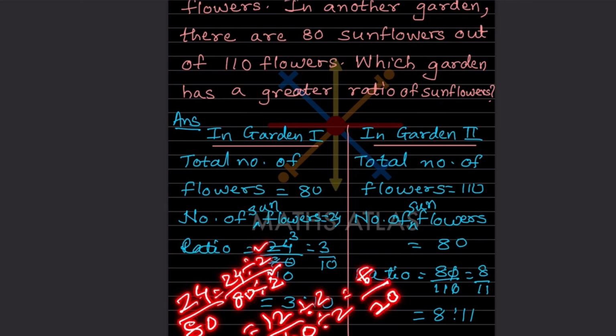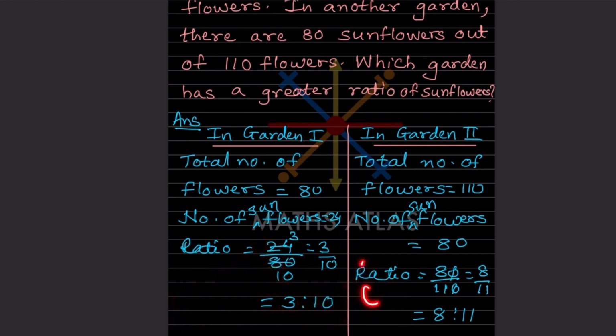20. Again, this is divisible by 2. So 6 by 20 divided by 2 is going to be 3 by 10. Anyways, you can do it like this by 2, 2, 2, but that is going to be a longer step. So now you got 3 by 10 and we are dealing here with ratios. So we have to write this as a ratio, that is going to be 3:10. So this was for garden 1.